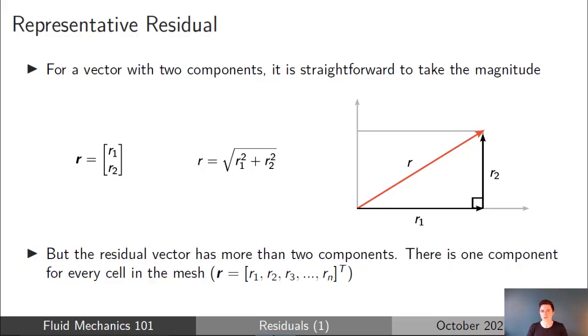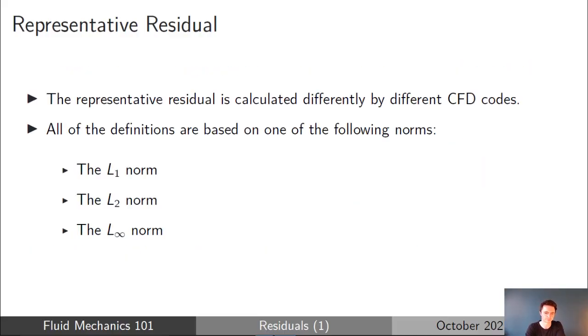But of course, our residual vector has a lot more than 2 components. It's actually got a component for every single cell in the mesh. So if we've got a 10 million cell mesh, our vector has 10 million components in it. And clearly this formula for the vector magnitude won't work in its current state. We need to do something a little bit more clever if we want a representative residual.